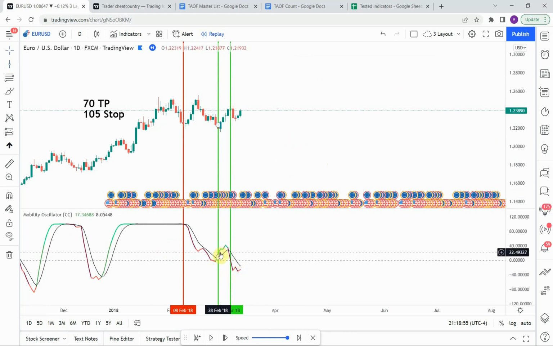All right, we then pick up this long right here. Again, we can see that color shift to the green right as we get this nice little push to the upside, getting us to take profit on that one. And then we pick up a short right here.